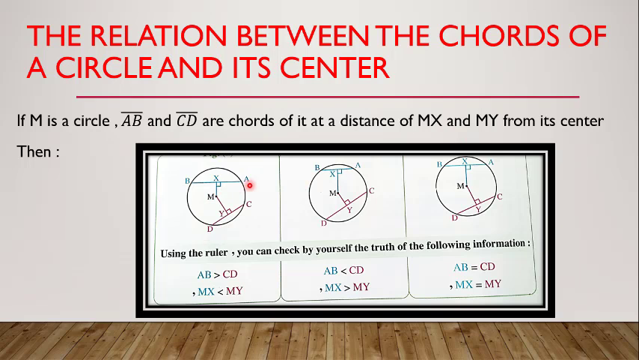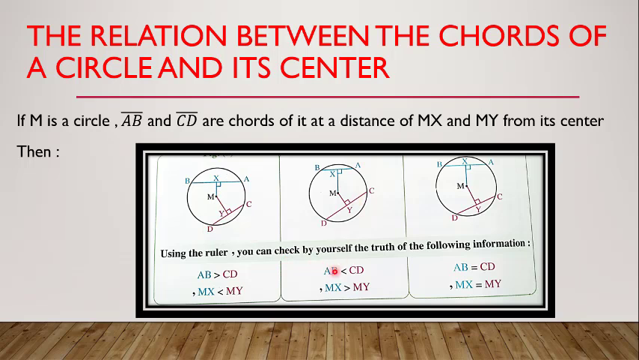Like here, we have AB and CD. There are two chords in this circle M. The distance from the center to the chord is MX and MY. We notice that if AB is greater than CD, then the distance between the greater chord and the center is less than the distance from the smaller chord to the center. So if AB is greater than DC, it means that MX is less than MY.